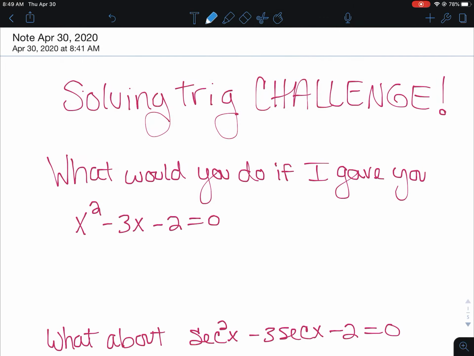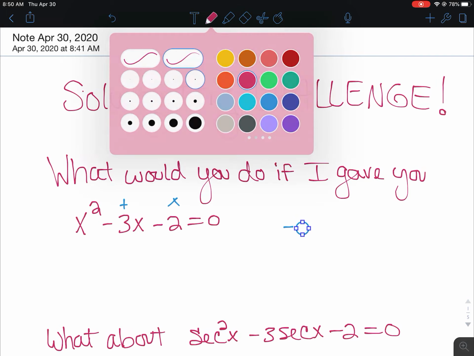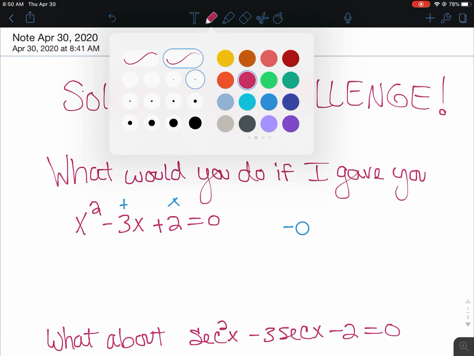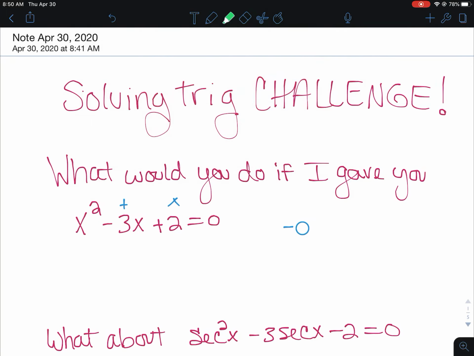So let's take it back to just regular old algebra 2. If I gave you x squared minus 3x plus 2 is equal to 0, and I asked you to solve that, well, you would first have to factor and say, okay, what multiplies to 2 and adds to negative 3? Oh, I think that's supposed to be positive 2. Sorry, that means I need to change this one.